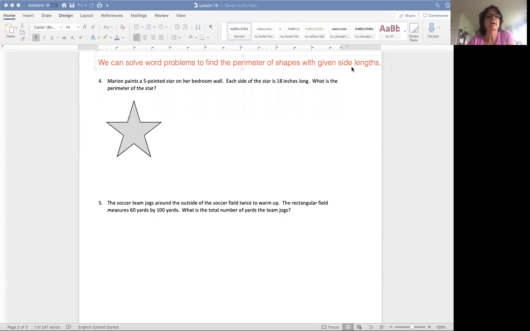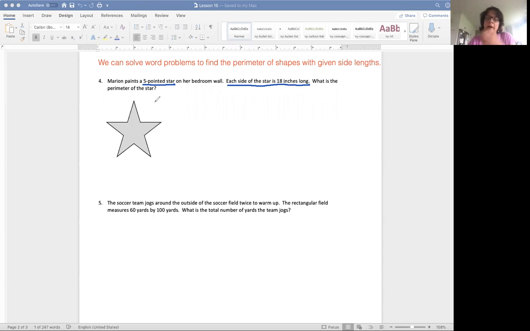So let's get started. Number 4, Marian paints a 5-pointed star on her bedroom wall. Each side of the star is 18 inches long. What is the perimeter of the star? Let's start by underlining our knowns. One thing we know is it's a 5-pointed star. Another thing we know is each side of the star is 18 inches long. Our unknown is the perimeter of the star.